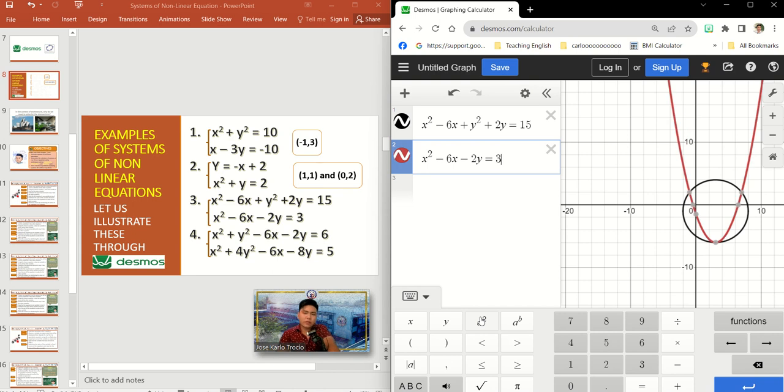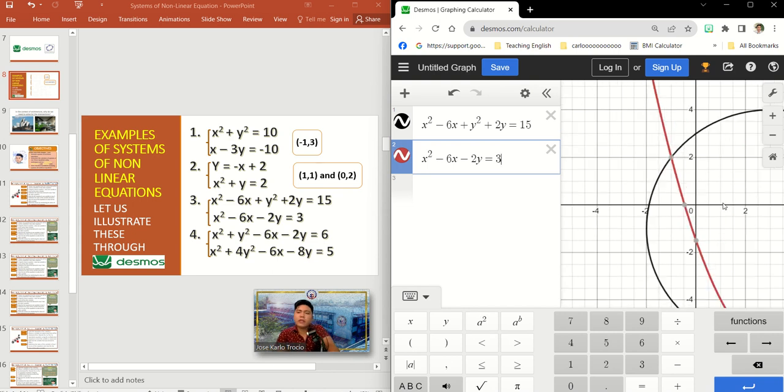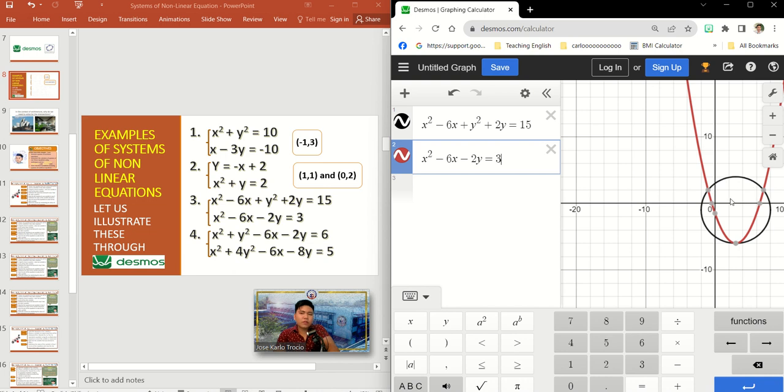You can try it using your own website. So how many intersections or solutions are here? There are 3: 1, 2, and 3. The solutions are -1 comma 2, 3 comma -6, and 7 comma 2.